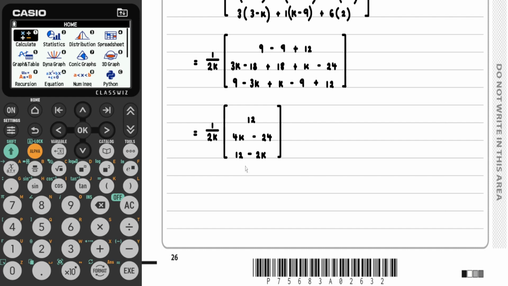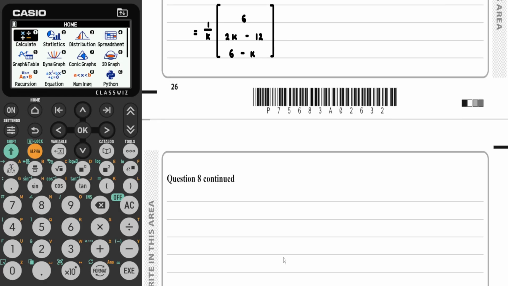And we can multiply each of these by 1/2, and we leave the 1 over k on the outside, so we would have 6, 2k subtract 12, 6 subtract k. As coordinates we have 6 over k, 2k subtract 12 over k, 6 subtract k over k.